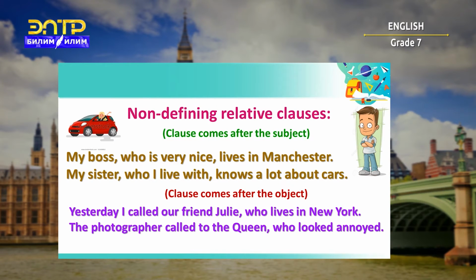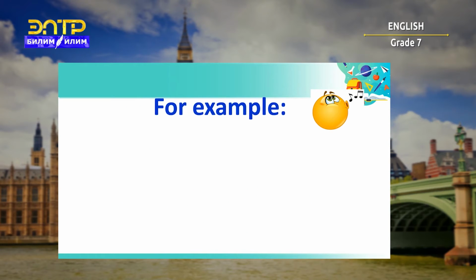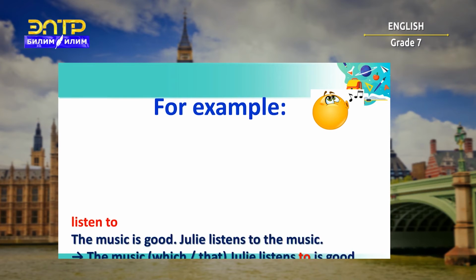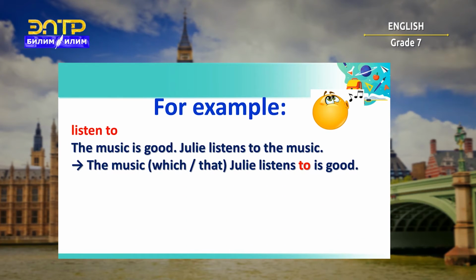And the photographer called to the queen, who looked annoyed. And if the verb in the relative clause needs a preposition, we put it at the end of the clause. For example, listen to. The music is good. Julie listens to the music. The music which or that Julie listens to is good.